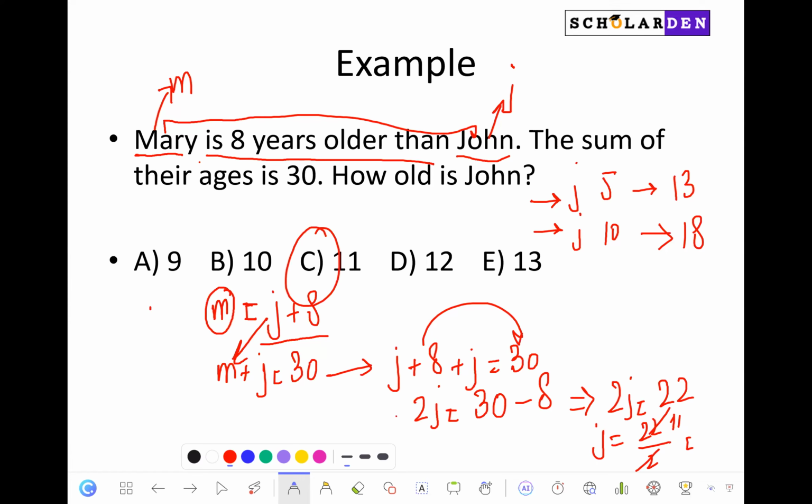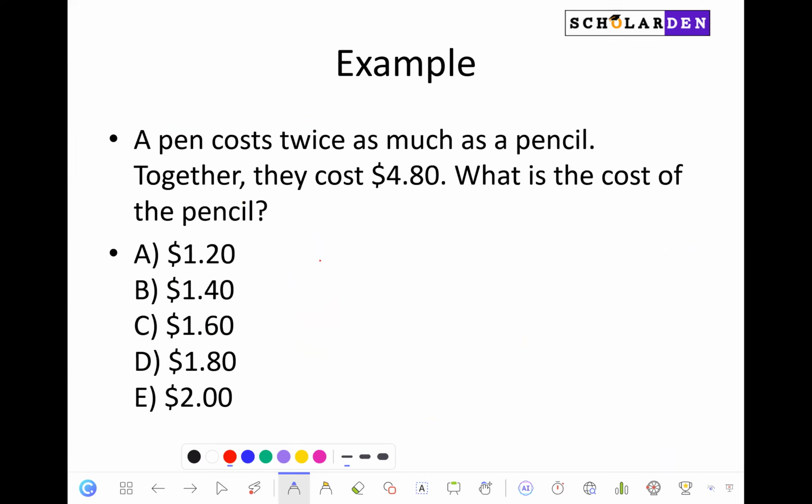Okay, I hope this much is clear. Okay, let's move on to another example. And as we solve, you're going to see things getting more and more clear. Okay. All right. So here's another example.